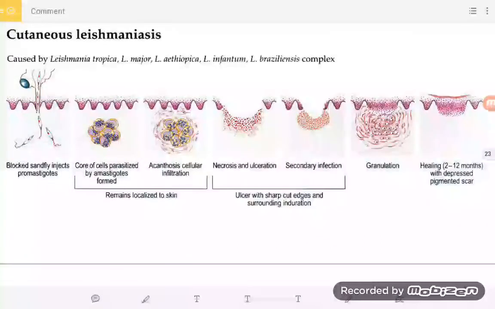Cutaneous leishmaniasis is caused by, and here you should know the species: Leishmania tropica, Leishmania major, Leishmania ethiopica, Leishmania infantum. Sometimes in your exam, if they ask Leishmania-related questions, they will ask the names of two or three parasites belonging to the same genus. So you should remember Leishmania tropica and Leishmania major, which produce cutaneous leishmaniasis. If they ask cutaneous-related questions, you should consider these things.